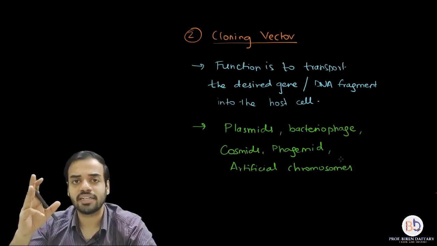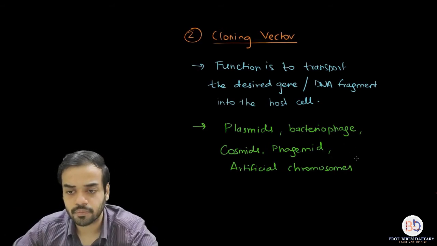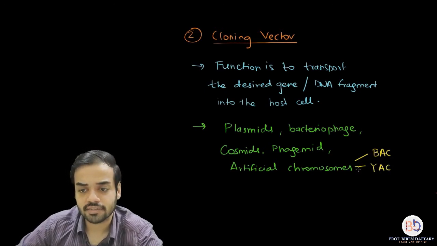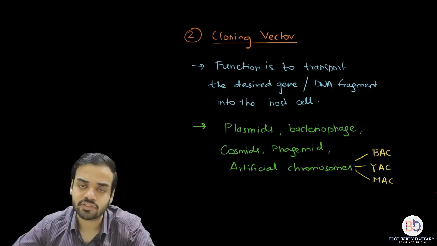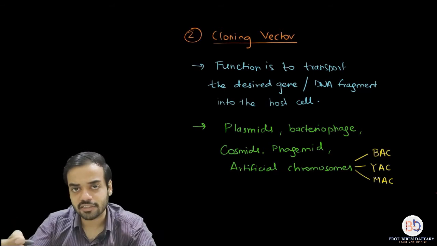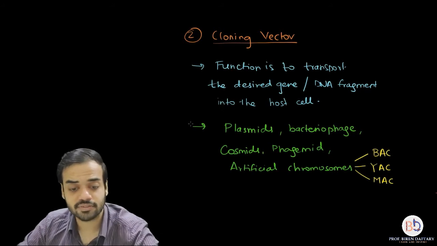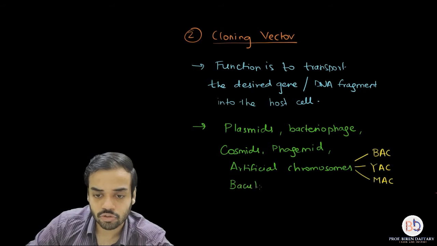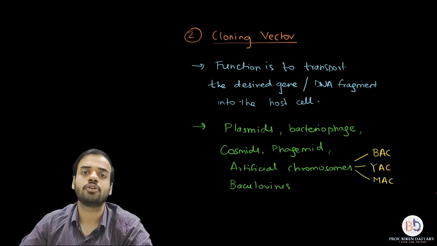So there are three types of artificial chromosomes, right? There is bacterial artificial chromosome, which is BAC, yeast artificial chromosome, YAC, and mammalian artificial chromosome, MAC. So these are the artificial chromosomes. They can also be used as vehicles for carrying the desired gene. Is this clear? Then some of the viruses, for example, there is something called baculovirus. I will write it down over here. Just like a bacteriophage, a baculovirus can also act like a vehicle to carry the desired gene.